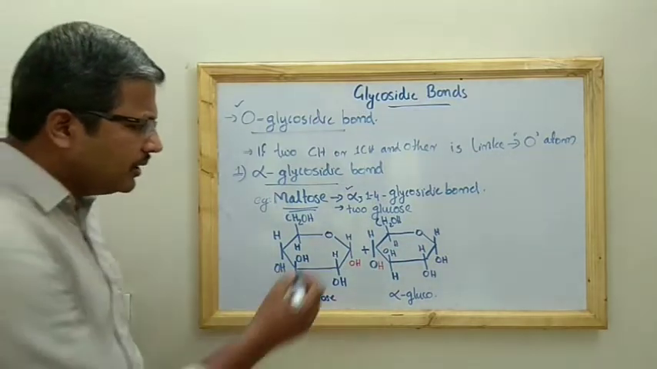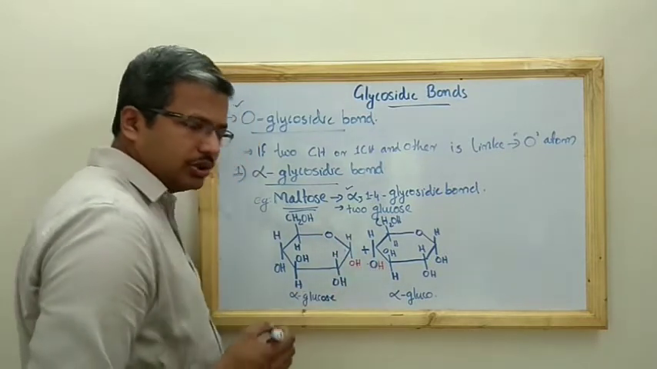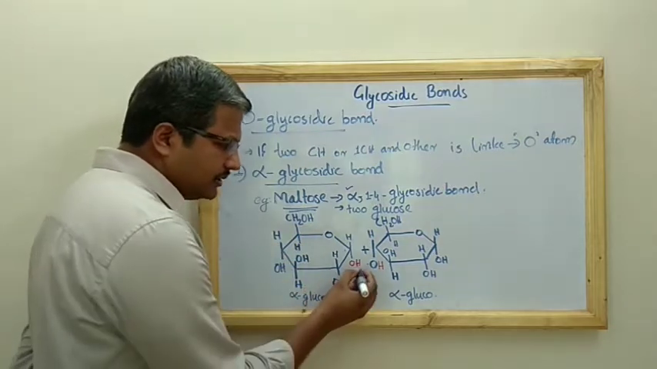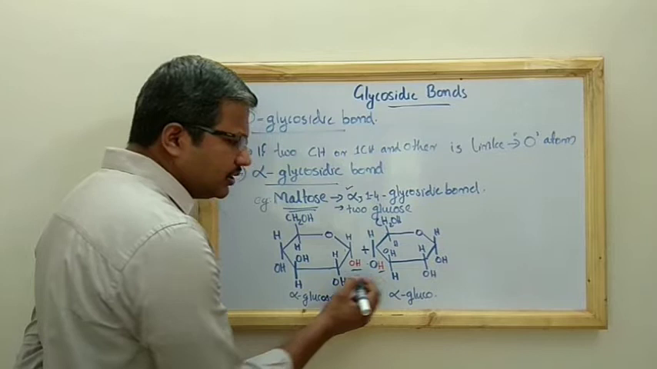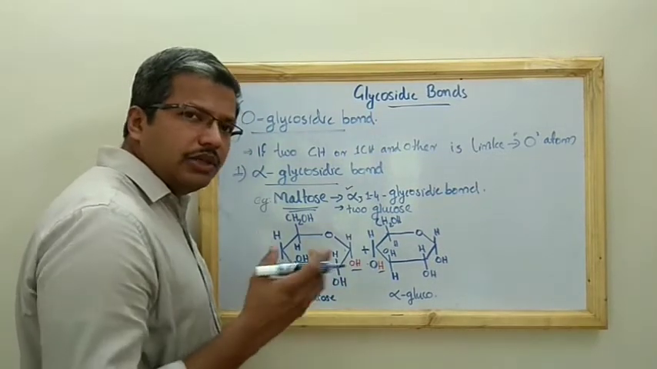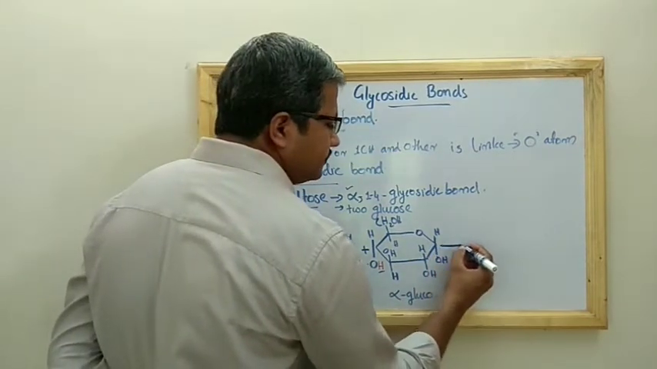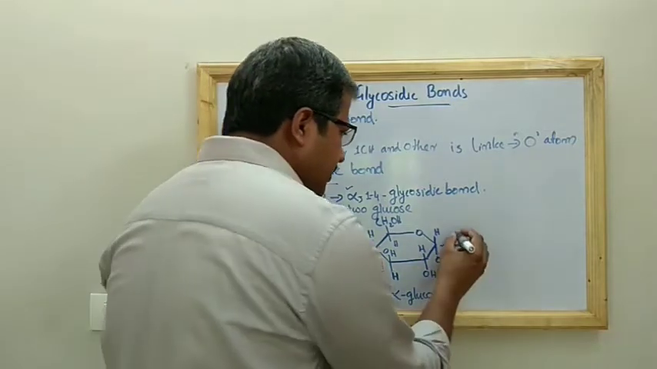Now let us see, this carbon is actually making a bond with this particular oxygen. When that bond is formed, this OH will be released from this carbon and this hydrogen also will be released from this particular hydroxyl group. Okay, so we can see that a water molecule will be released.